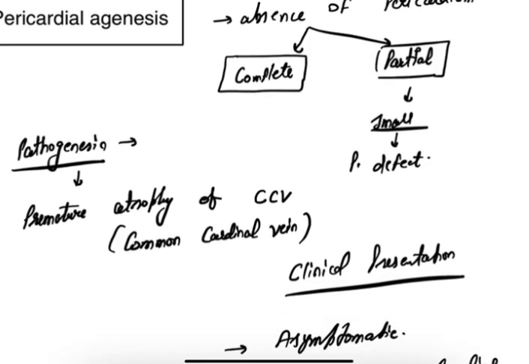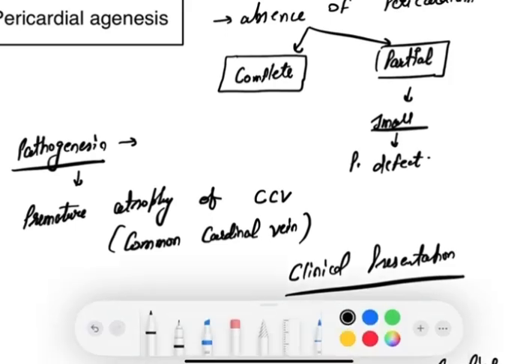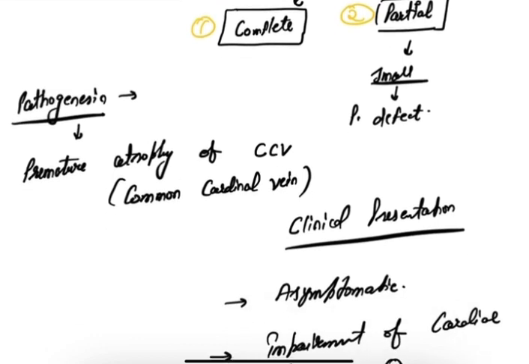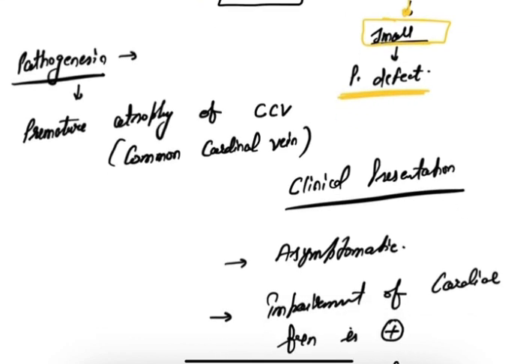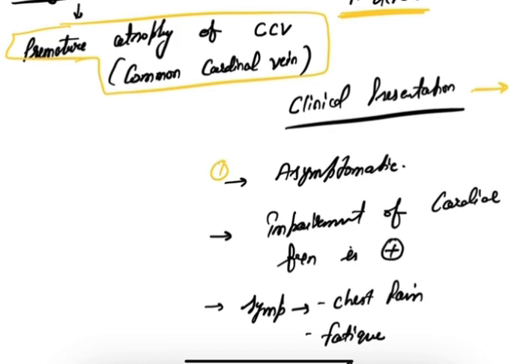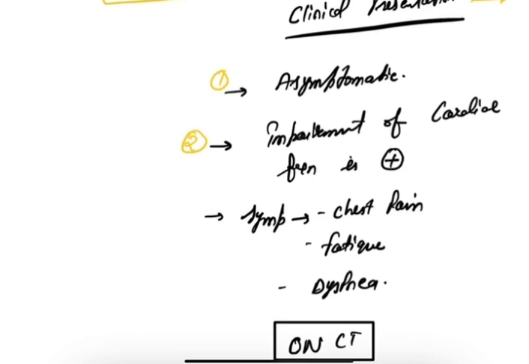We will do a quick revision. So pericardial agenesis is actually the absence of pericardium. It can be complete or partial. In partial, if only a small part of pericardium is absent, then it is termed as pericardial defect. So pathogenesis, it occurs due to premature atrophy of common cardinal vein. How does the patient present to us? In most of the cases, it is asymptomatic, so detected incidentally. But in some cases, cardiac impairment may be present. So the patient may present with symptoms like chest pain, fatigue, and dyspnea.